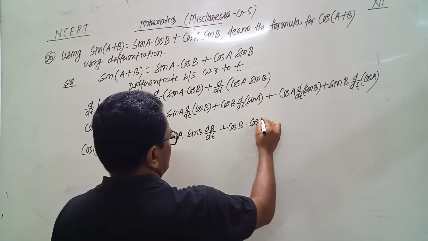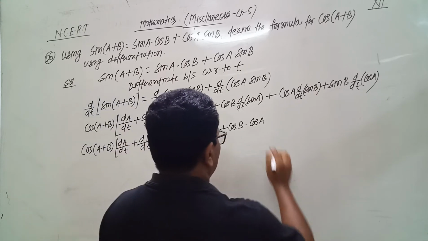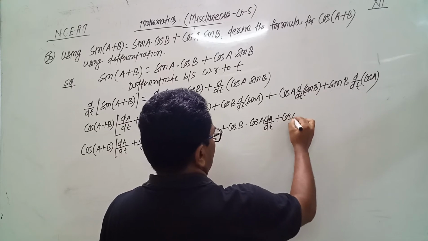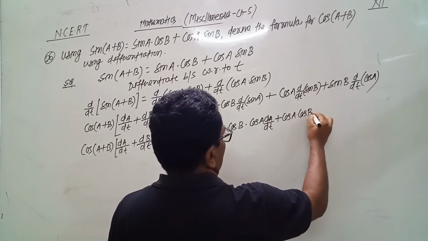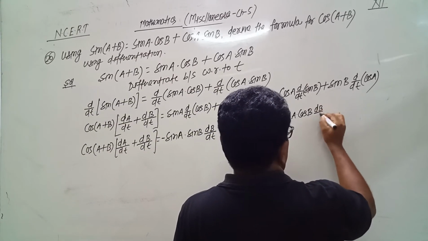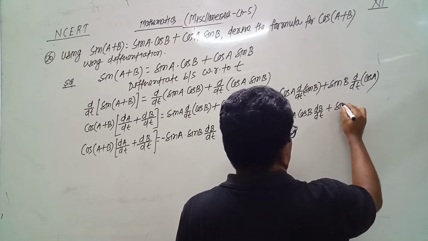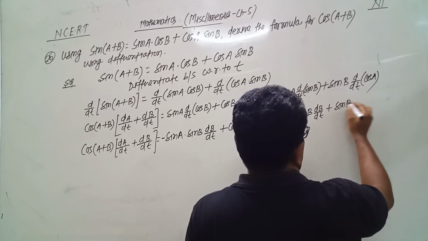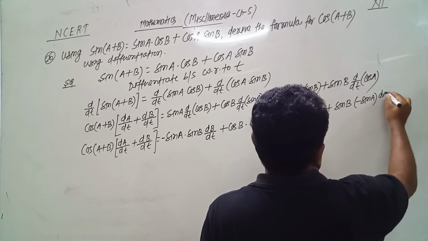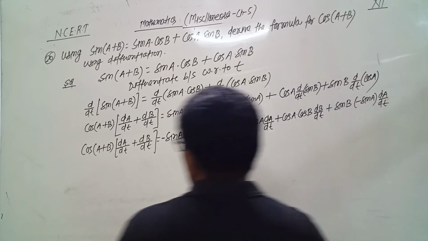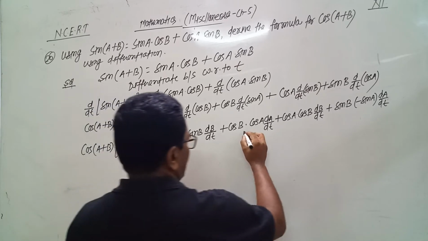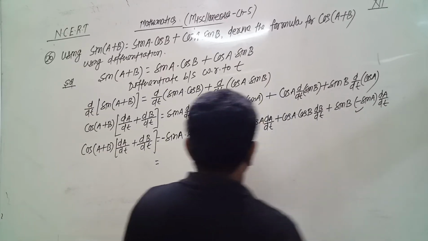Plus cos B as it is. Differentiation of sin A is cos A, and differentiation of A is dA/dt. Plus cos A as it is. Differentiation of sin B is cos B, and differentiation of B is dB/dt. Plus sin B as it is. Differentiation of cos A is minus sin A, and differentiation of A is dA/dt. So we take dA/dt as common. We have two terms containing dA/dt.